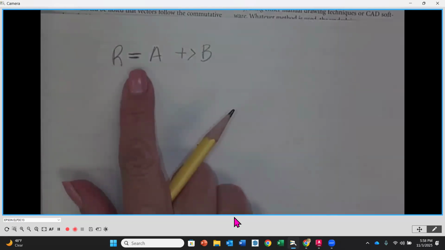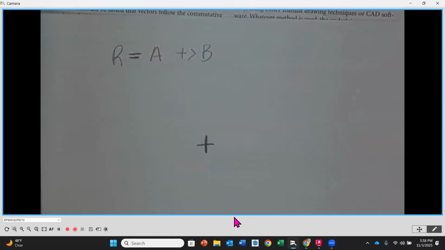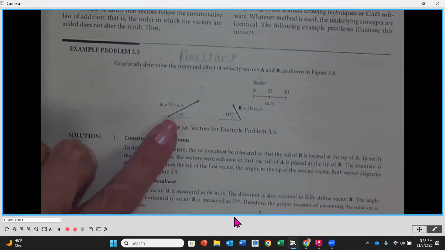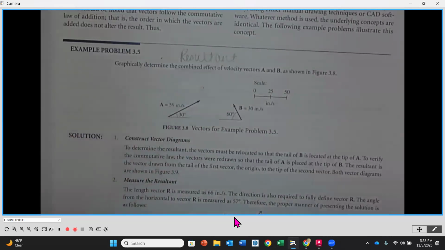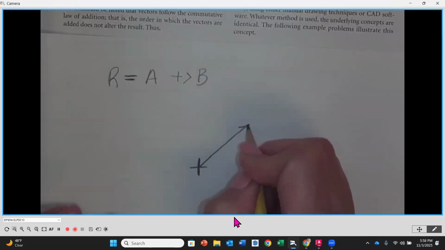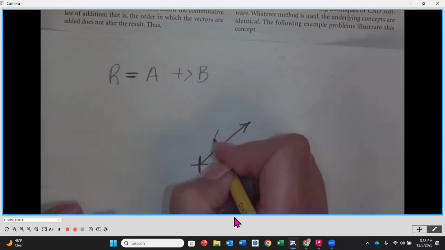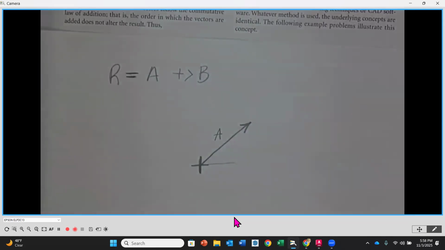Since my origin, I like to say, is my equal sign, the first vector that I have is going to be vector A. So I'm going to look underneath here. My vector A is going to be up and to the right at a magnitude of 59 inches per second at 30 degrees. So I would start the tail of vector A at the origin here, and it's going to be drawn up and to the right. I'm sketching right now. It would be at a 30-degree angle from horizontal, and this would be vector A.